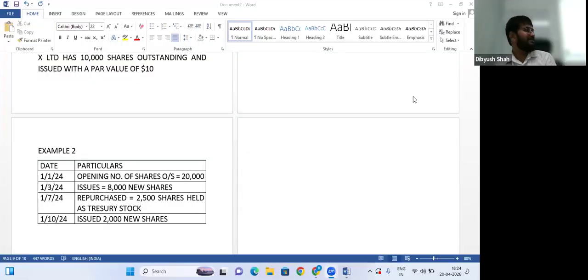Now the rule is very simple. It says, in case of any stock split, stock dividend, or reverse stock split, we always adjust it to the beginning of the earliest period presented for comparative reporting purposes.